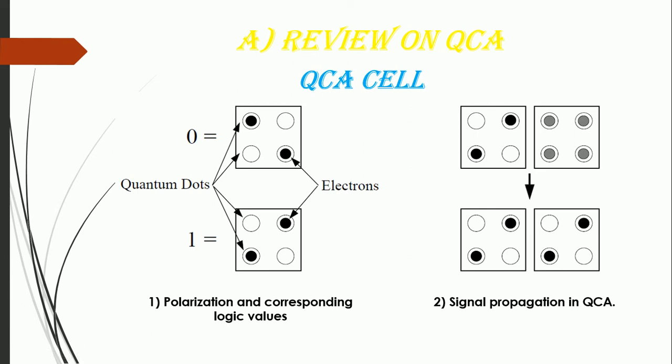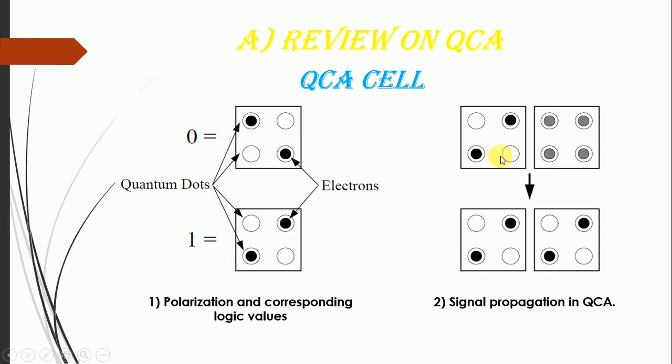In this we can see that there are two different logic states, logic 0 and logic 1, depending on the position of the electrons. Electrons are the most important factor in QCA cells. Depending on the positions of these electrons, that is, in which diagonal places they are placed, they are defined as logic 0 and logic 1 states.